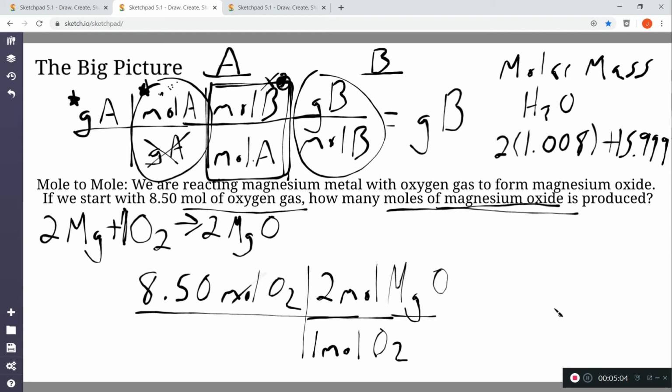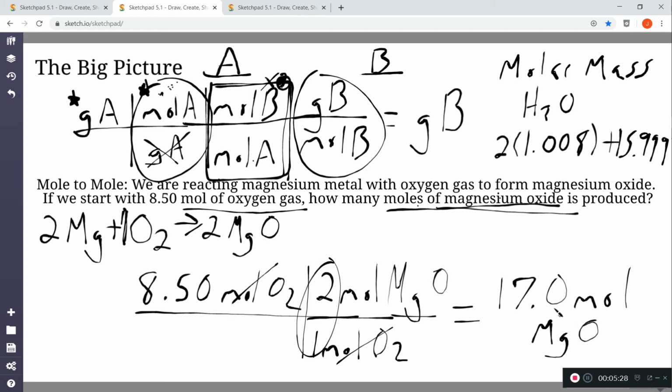Now, how do we know that's all we have to do? We end up in the units we want. We want units of moles of magnesium oxide, and that's what we have. So we do that multiplication there, and respecting sig figs, we get 17.0 moles of magnesium oxide. Now I said respecting sig figs, but you might look at these one-digit numbers and go, doesn't that limit us to 1 sig fig? Well, those are not measured numbers. Those are ratios that are universally true from our equation. The only measured value is this 8.50 moles. So we are done because we have the unit we want.